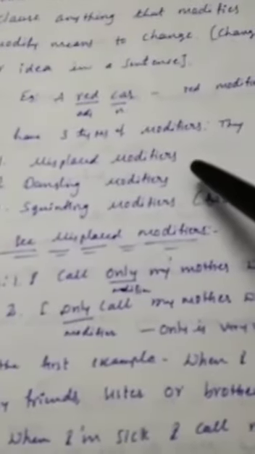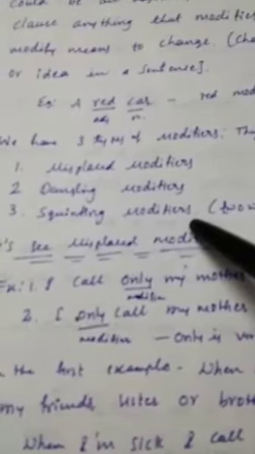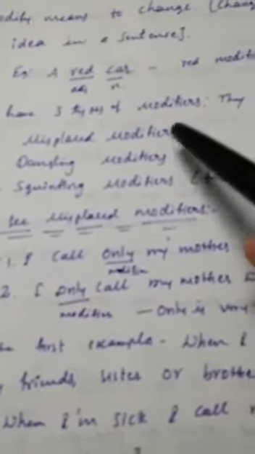Now we'll see what is a misplaced modifier. Actually, we have three types of modifiers: misplaced modifier, dangling modifier, squinting modifier. Three types of modifiers, but as per JNTUH, we have only misplaced modifier in our syllabus. First we'll see what is a misplaced modifier.